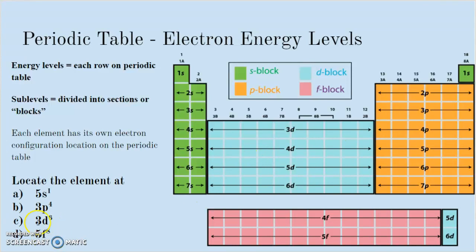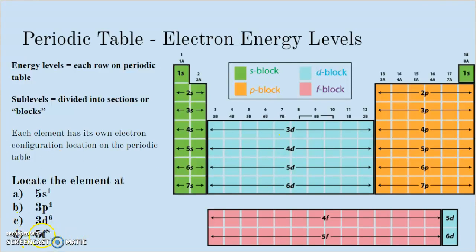Okay, so then if we wanted to find one that was in 3d6, remember the d sublevels are off by 1 energy level. So the 3d, like it says right here, is actually on the 4th row. So we go to the 4th row, and we get to the d sublevel. We want to count over to the 6th element. 1, 2, 3, 4, 5, 6. So it would be right here, and that element would be iron, Fe.